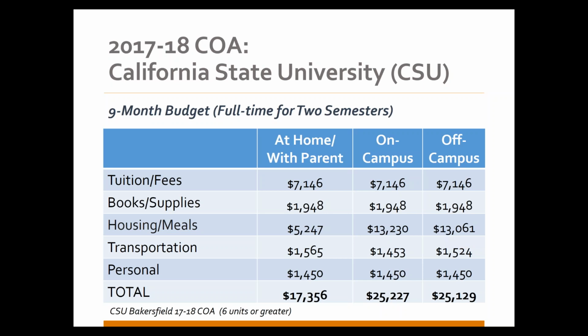So then you see their two budgets. On campus is 25,227, then off campus is 25,129. So we take those budgets again, and then we award based on what their budget is. Next slide.